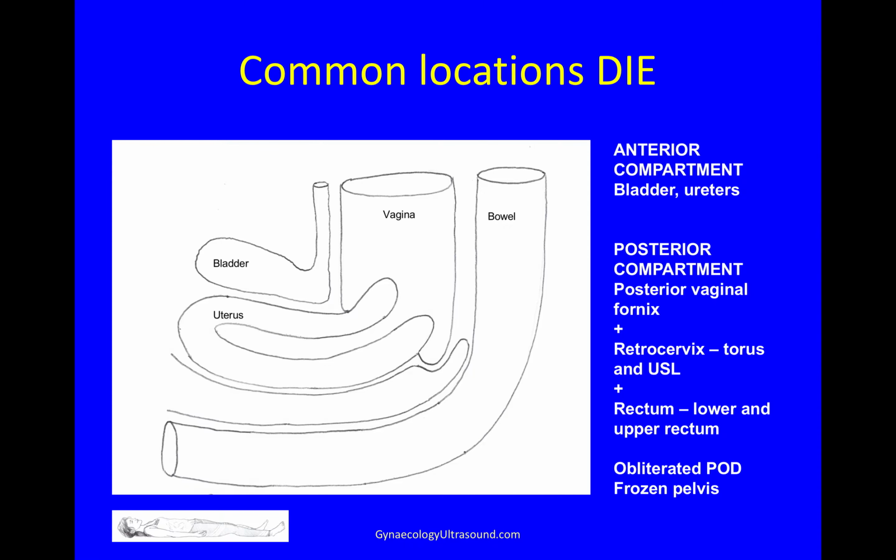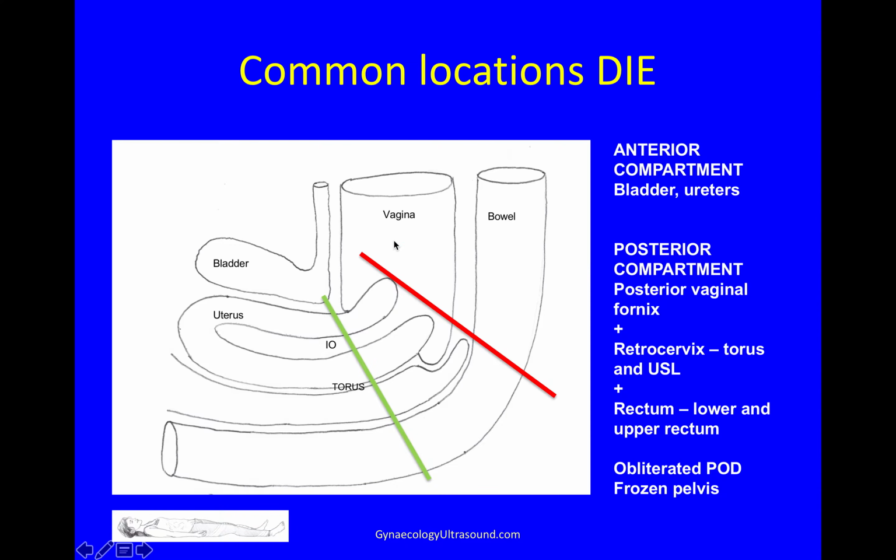Looking at the most common areas where we look for DIE, there's the anterior compartment comprising of bladder and ureters, and the posterior compartment of the posterior vaginal fornix, retrocervix, and rectum. So if you look at the area where the bladder joins the uterus and draw a line backwards, that will go through the internal os and behind that level at the torus. So you always look for where the bladder inserts on the uterus, internal os will be behind it and torus will be behind that. So this is where the uterosacral ligaments attach to the back of the cervix.